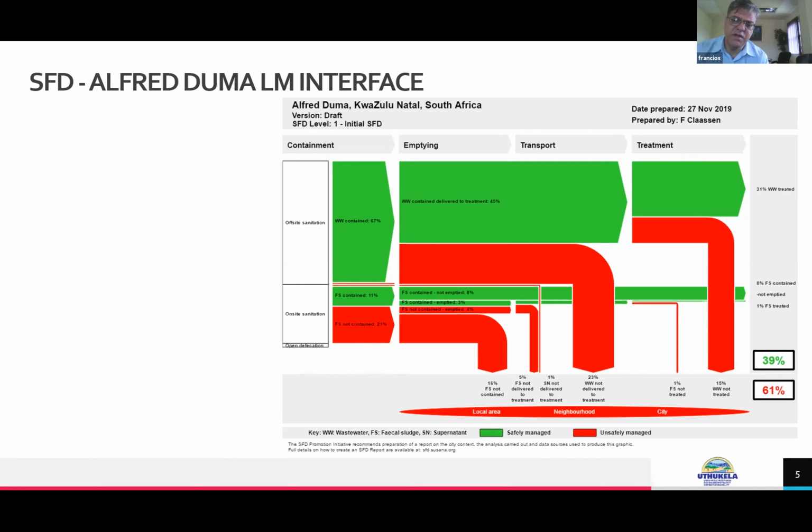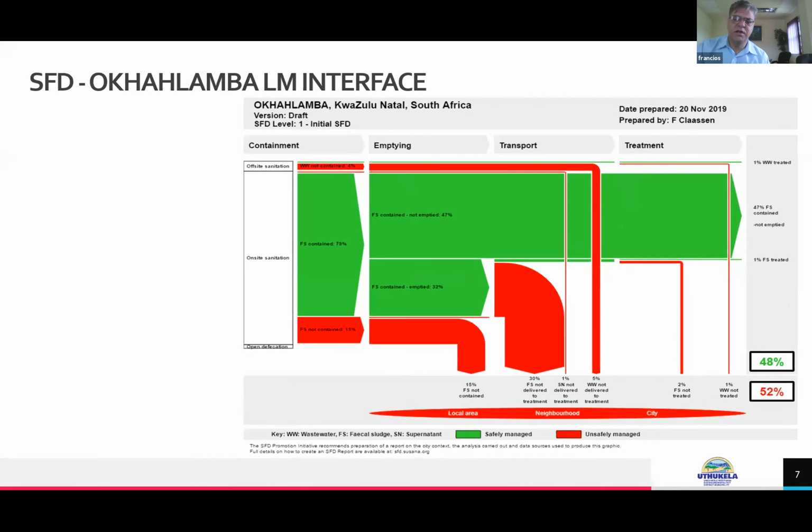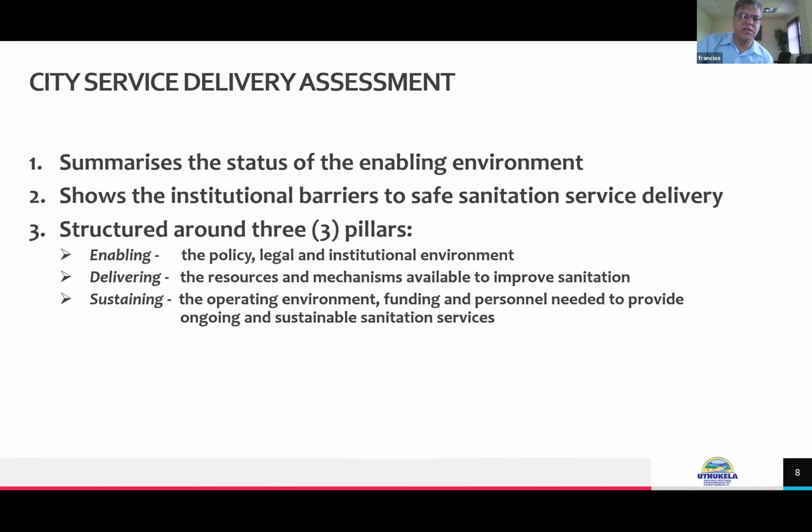Subsequently, after this SFD, we also did a CSD because, as you know, the SFD shows you that there is a problem. The CSD will tell you where the problem is. Now, there are various problems that we need to address, and it is clear that the municipality itself will not be able to do it on their own.